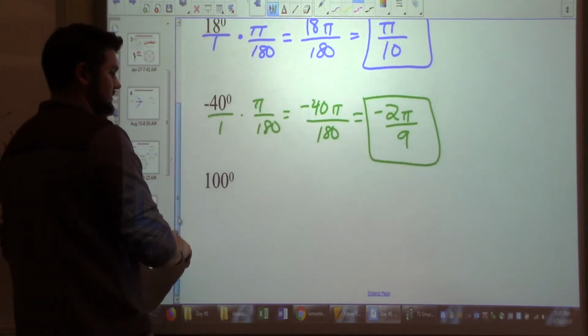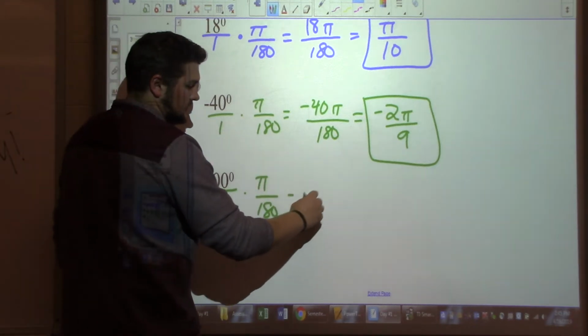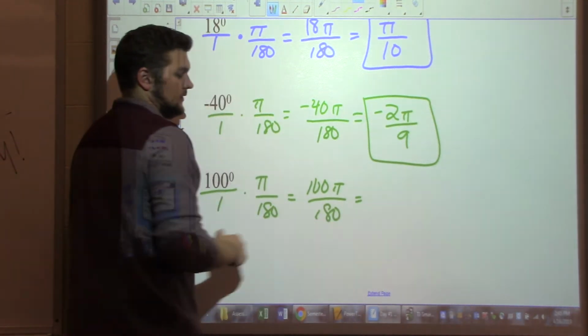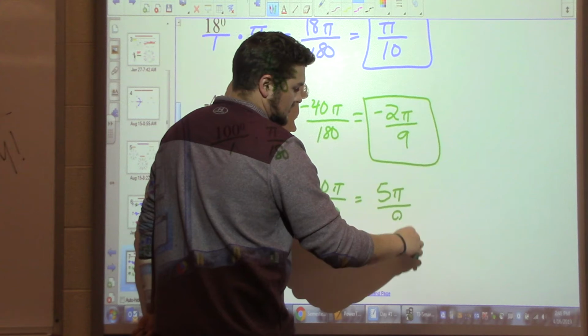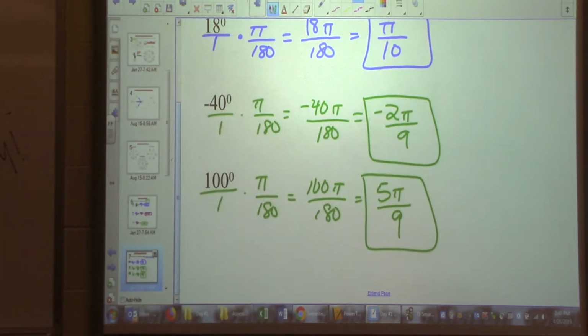100 degrees times pi over 180. So 100 pi over 180 reduces down to 5 pi over 9. So 5 pi over 9 radians is the same as 100 degrees.